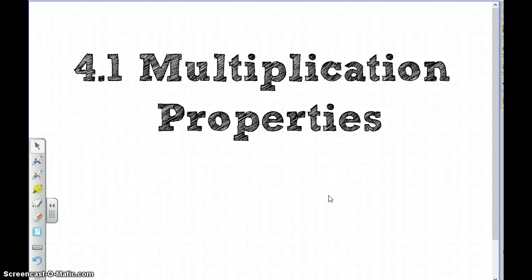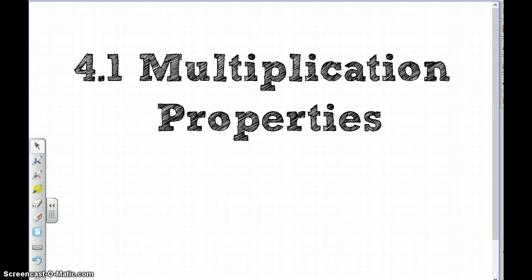Hi, fourth grade. Today we are starting chapter 4, which is all about multiplication. And today we're going to be looking at multiplication properties. So we studied addition properties earlier this year, and you're going to recognize a lot of the names. And a lot of them you can apply the same rules to. So this is going to be almost a bit of a review for you today.